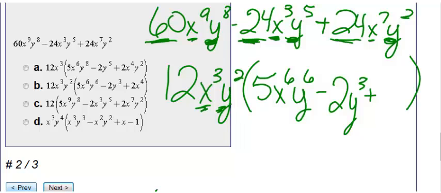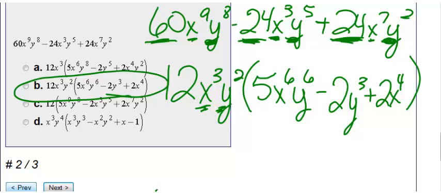Plus, okay, now I'm on my last one. 12 times what gives me 24? 2. I took away 3 x's, so I'm left with 4. I took away 2 y's, so those are gone. So my final answer is 12x to the 3rd, y to the 2nd, times 5x to the 6th, y to the 6th, minus 2y to the 3rd, plus 2x to the 4th, which is choice B.